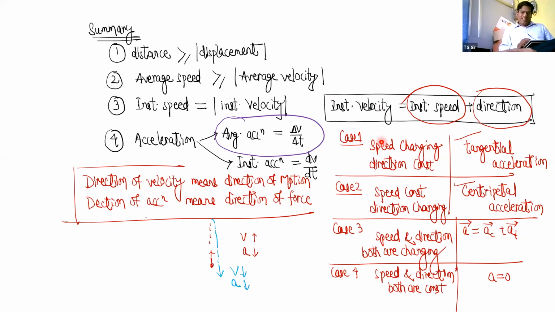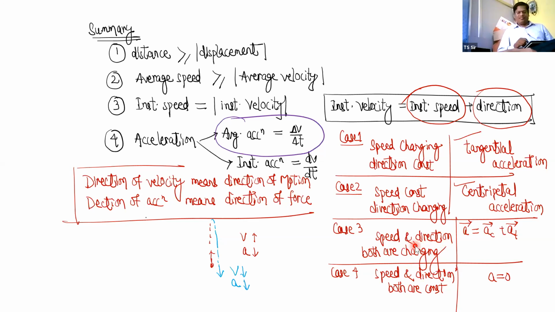Then I said that these specific kinds of accelerations are given specific names also. When speed changes and direction remains constant, that kind of acceleration which happens because of change of speed is called tangential acceleration. Sometimes direction changes and speed remains constant. Here, the acceleration which happens because of change of direction is called centripetal acceleration. Where does centripetal acceleration happen? An example where speed is not changing but direction is changing. Yes, circular motion.